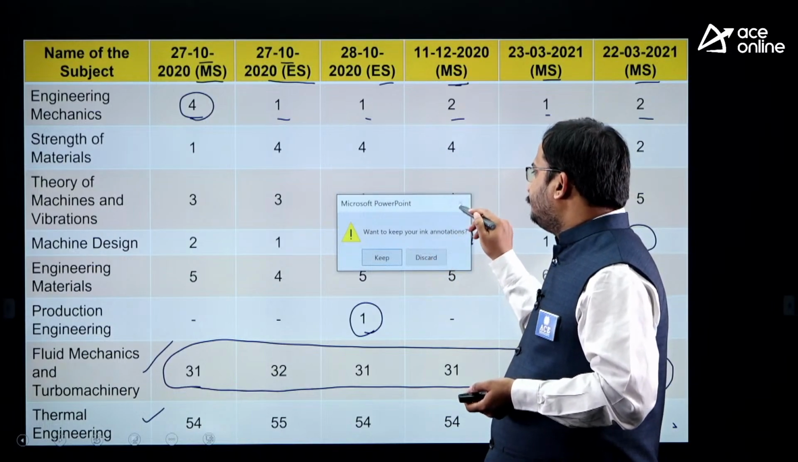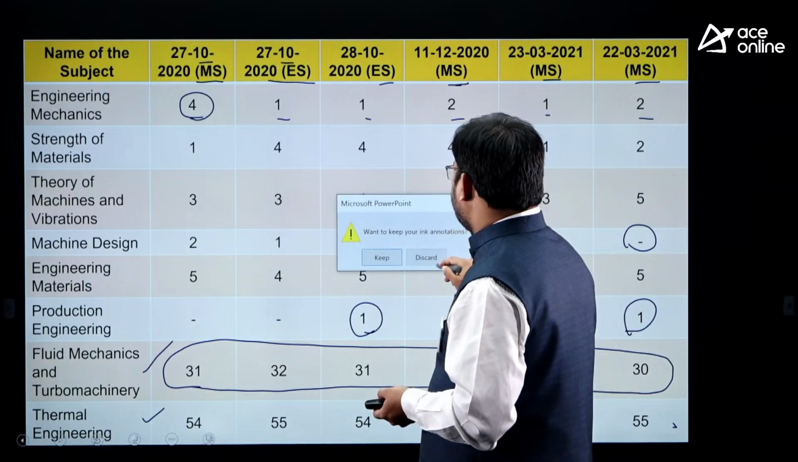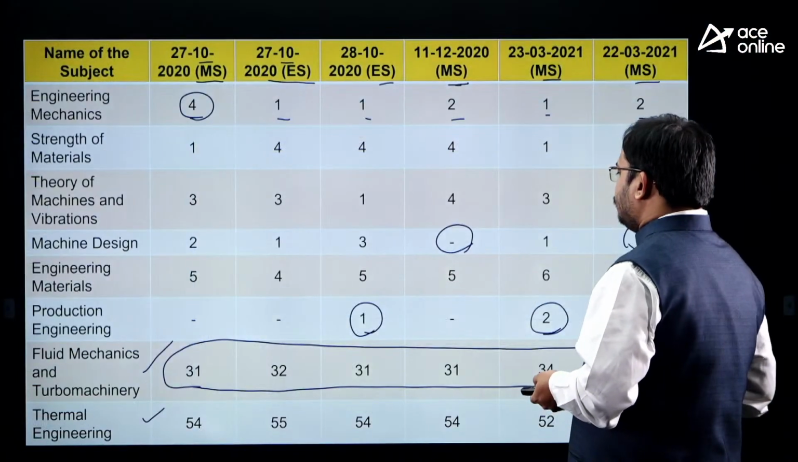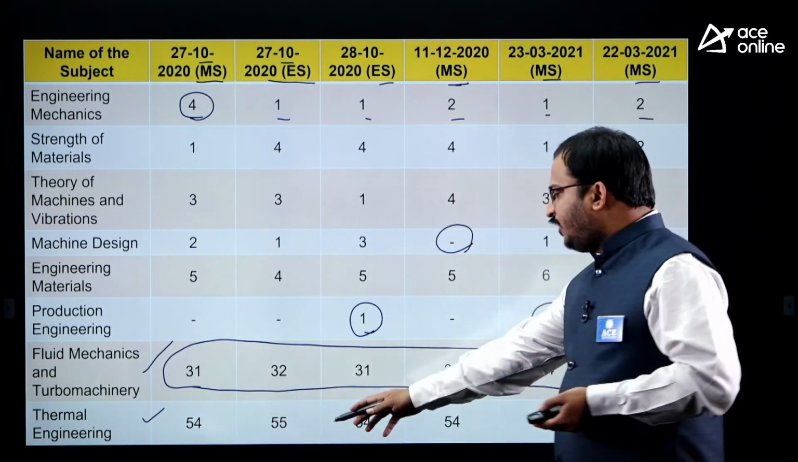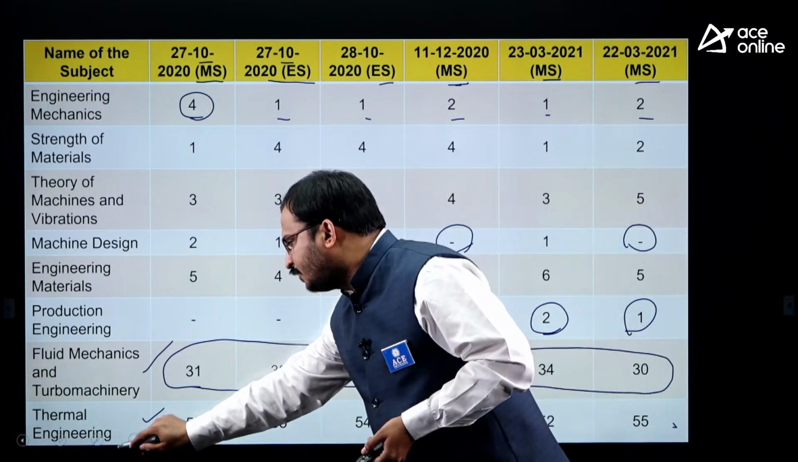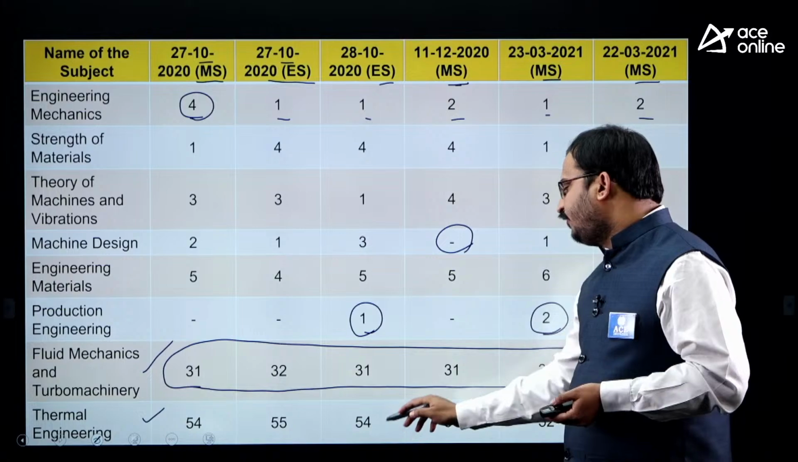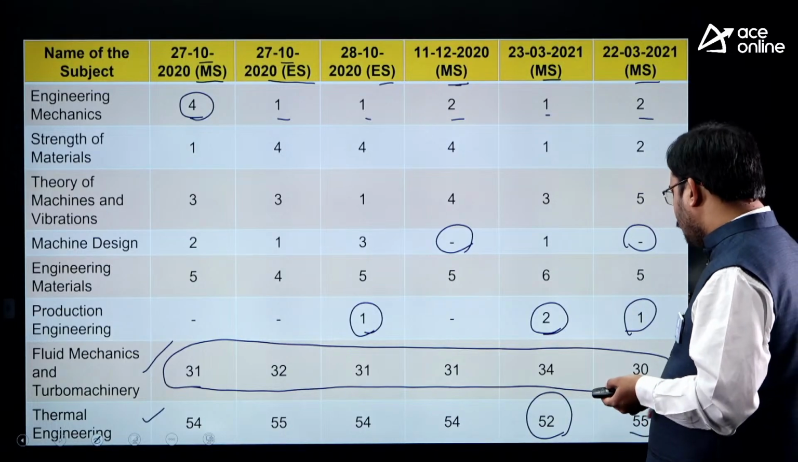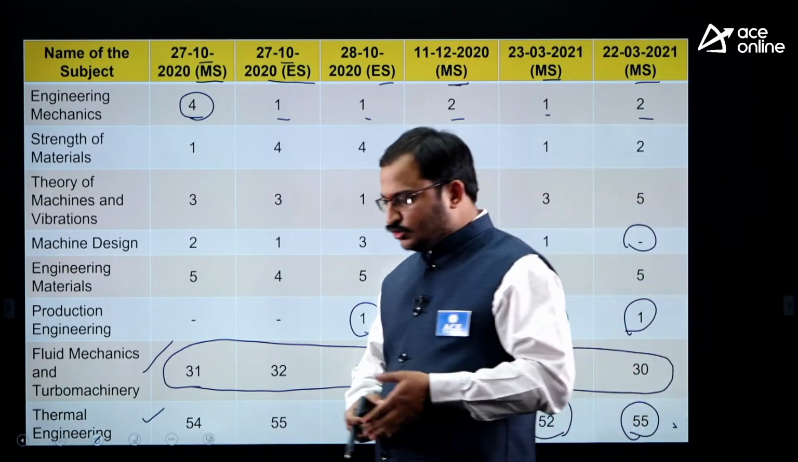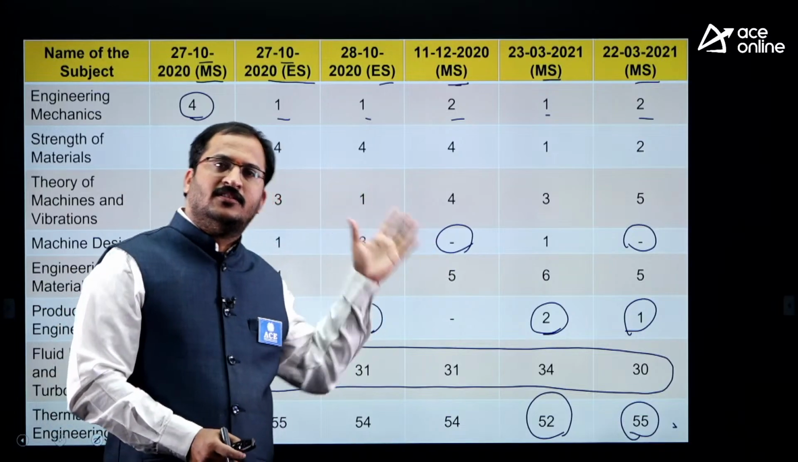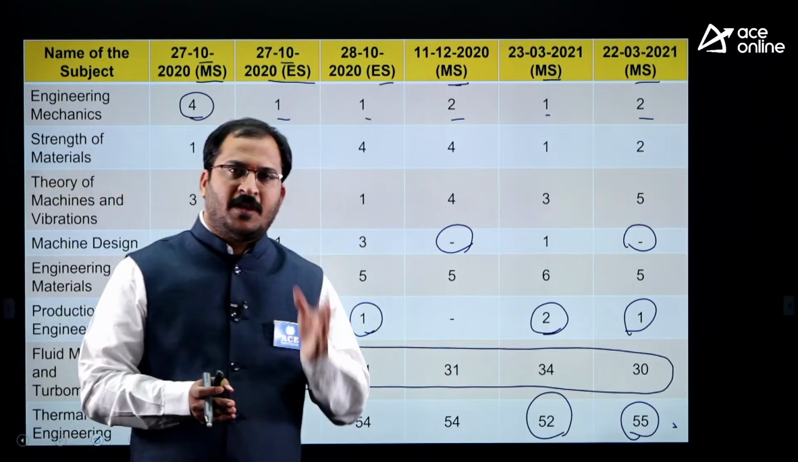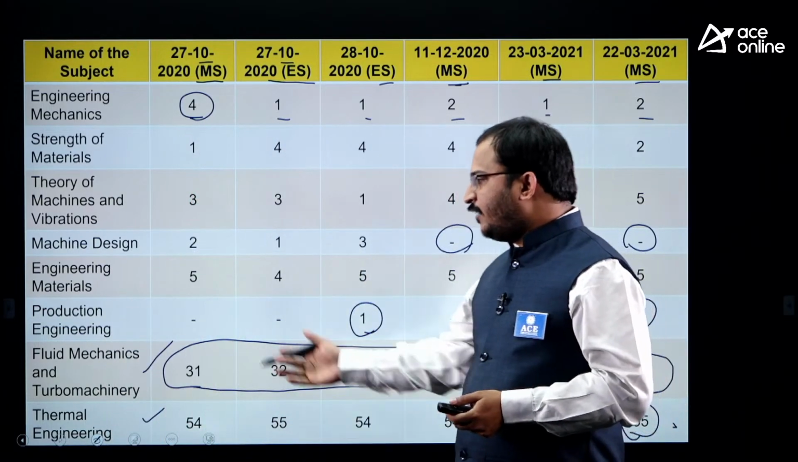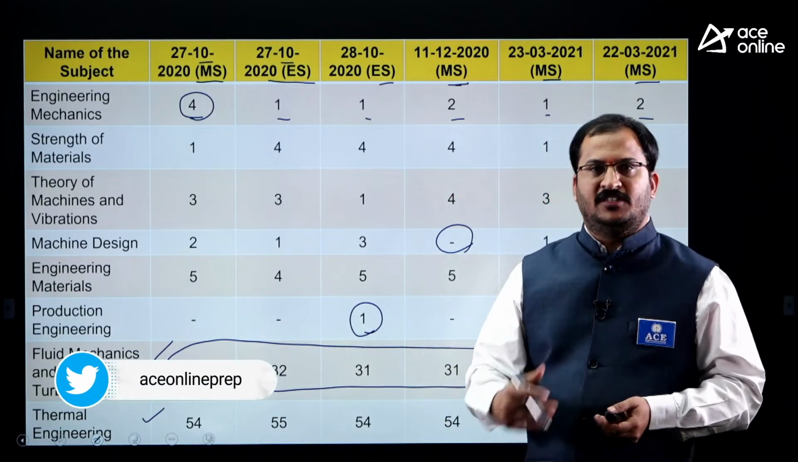particular thing. So 54 marks here, 55 marks in this particular part, you can observe. Then 54 marks here, 54 marks in this particular paper, and in 2021 also you have 52 and 55 marks. So you can observe from this chart that in the computer based test, that is paper 1 or the prelims examination, the majority of the questions came from fluid mechanics and turbomachinery and thermal engineering part.